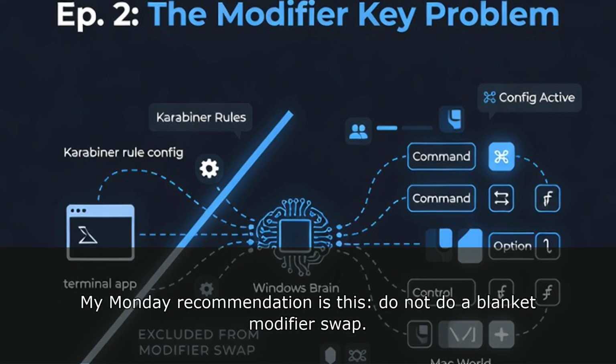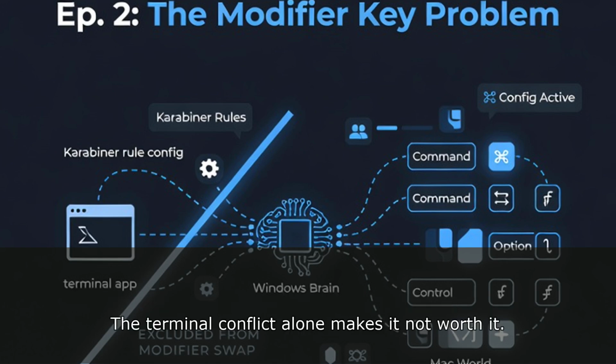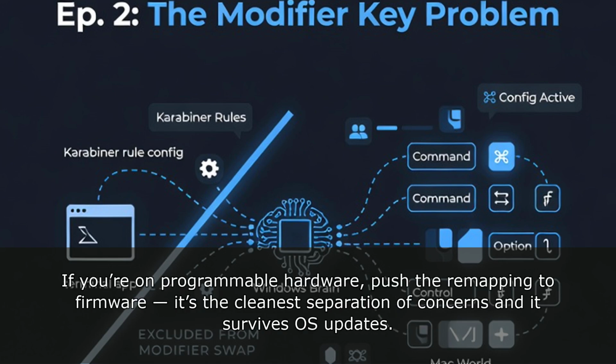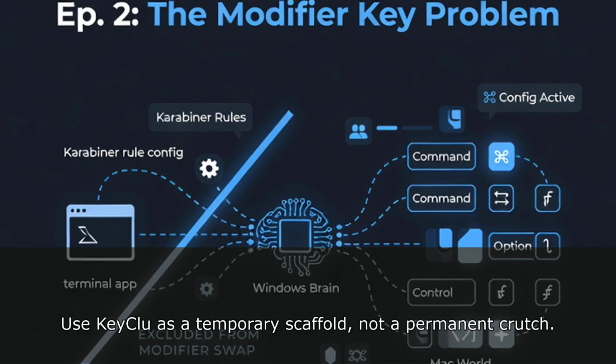Instead, use Karabiner-Elements with app-scoped rules that exclude your terminal emulator. If you're on programmable hardware, push the remapping to firmware. It's the cleanest separation of concerns and it survives OS updates. Use KeyClue as a temporary scaffold, not a permanent crutch. And accept that the terminal is the one place where Ctrl stays Ctrl on purpose.